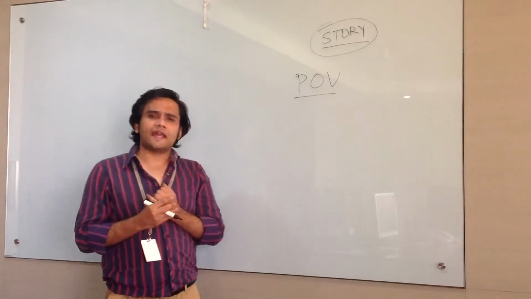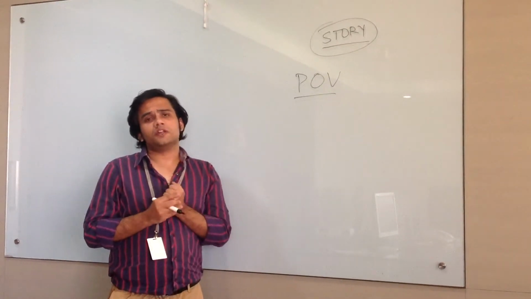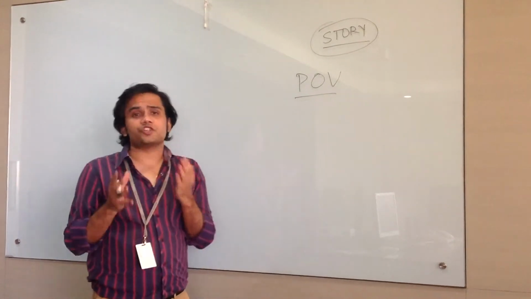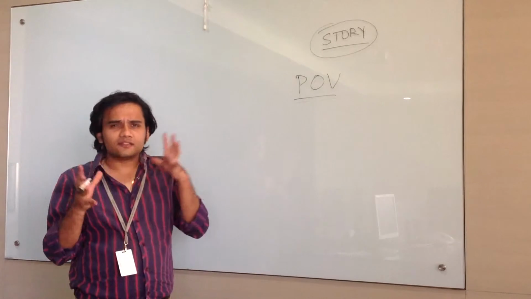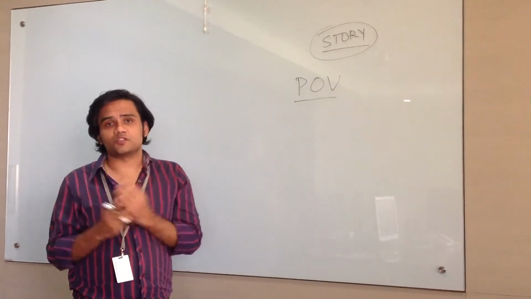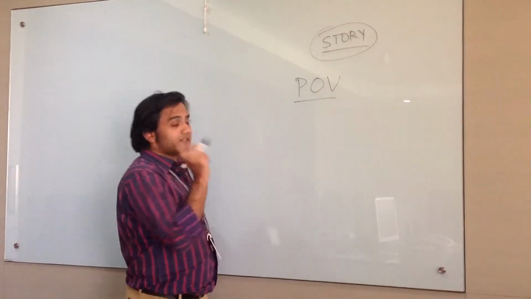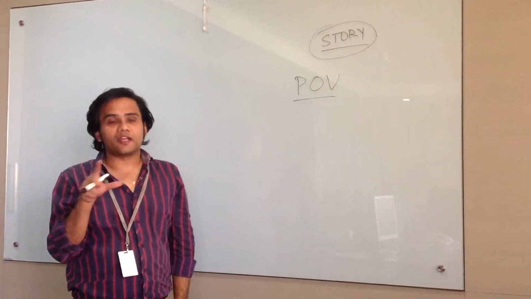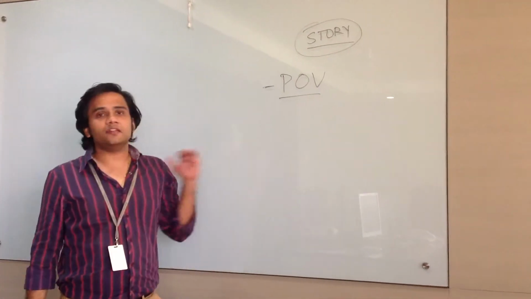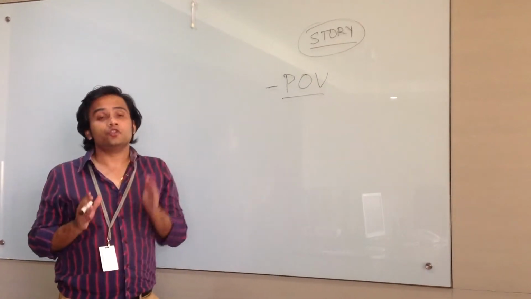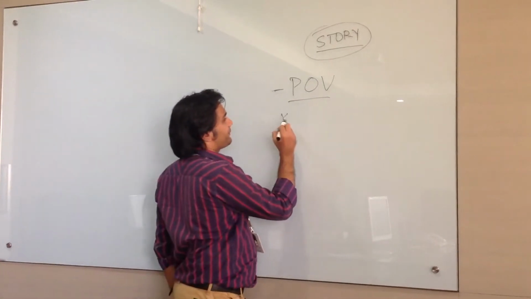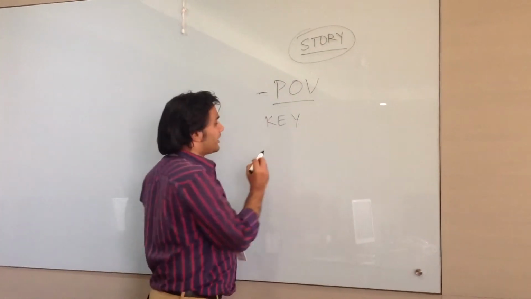So if there are so many characters in a story, how does a person decide which characters are important, which are not that important? And doesn't the story become confusing if there are so many characters telling their individual stories? So the concept that helps you clarify and cut through this entire confusion is point of view. When you are editing a story, you also decide right from the beginning who are your key characters and who are your secondary characters.